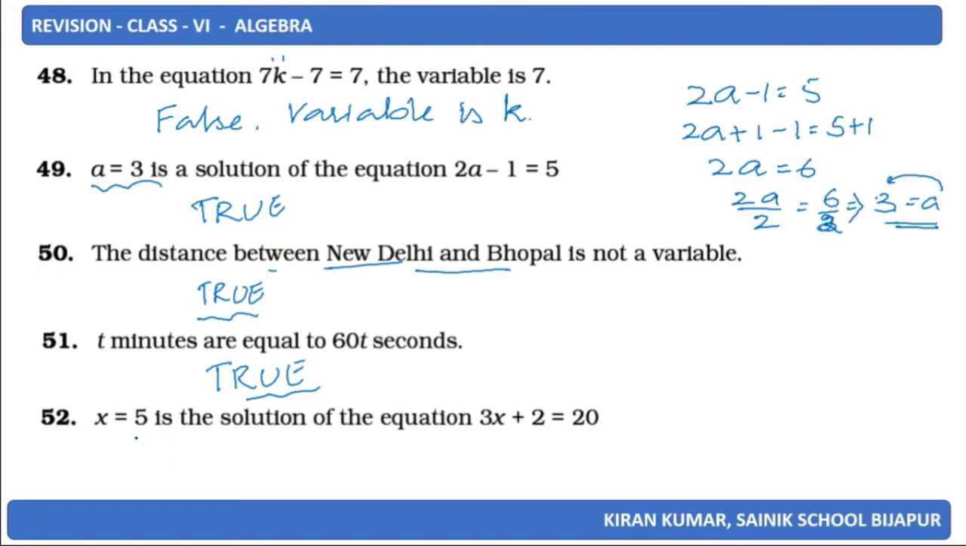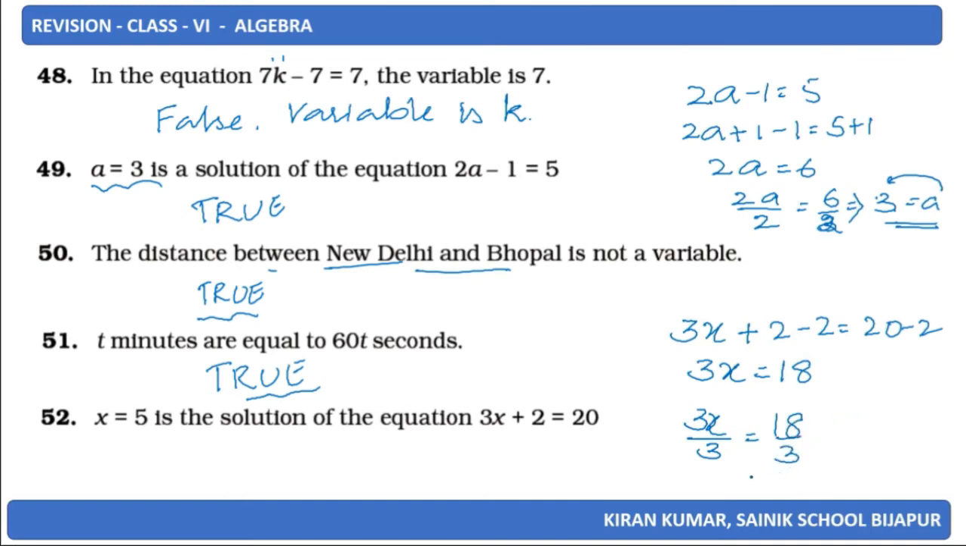If x is equal to 5 is a solution of the equation 3x plus 2 equal to 20. Let's simplify that. Let me subtract 2 from both sides. I'll be getting 3x equal to 18. Let us divide both the sides by 3. I'll be getting x value as 6. But they have given x is equal to 5 as a solution, so the given statement is a false statement.